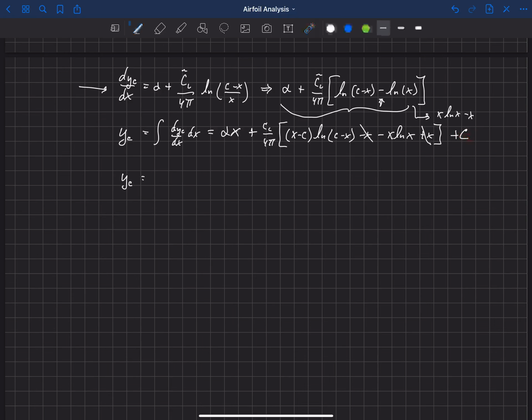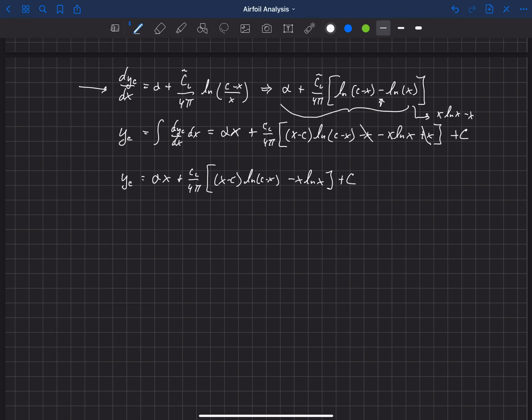We've got alpha times x plus CL over 4 pi times x minus c natural log of c minus x minus x natural log x plus c. Okay, so that's our camber line. We have a couple things that are unknowns that we're going to solve for here in a minute, but first I'd like to rewrite this in non-dimensional form.